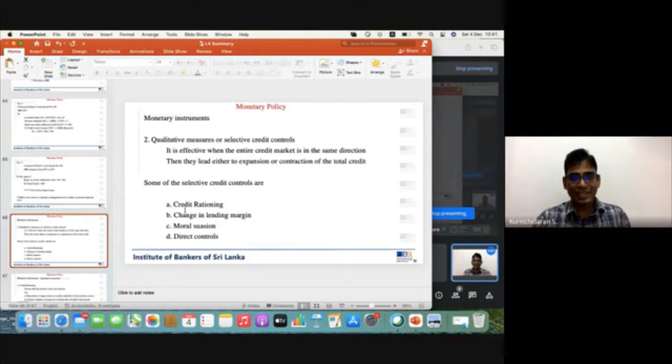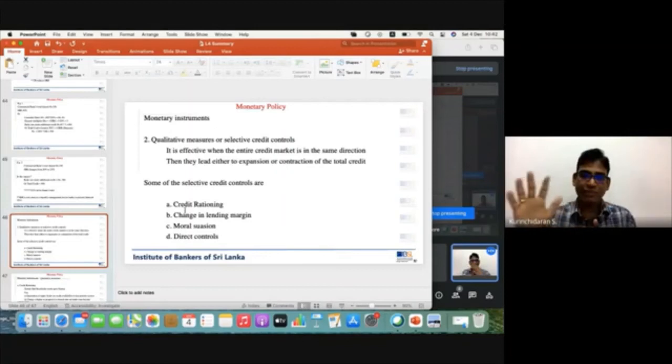And D, direct controls, right? When it comes to direct controls, we put a cap on. Directly, in the sense, we go to the specific item. It's not the market, maybe a particular bank. We go directly, handle the matter, and request them, okay, this is what we want. So it's a direct control.